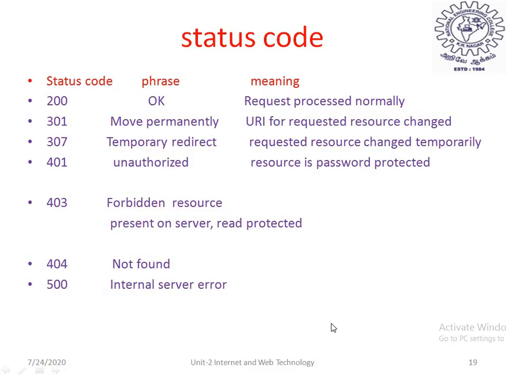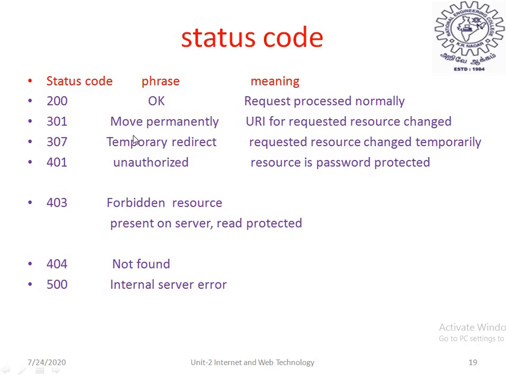Let us discuss here. See the status code here. So 200 means the request resources processed successfully. The request resources available, which means OK. The phrase should be OK. See, the phrase is intended for human purpose, for our understanding. The status code is for machine understanding.